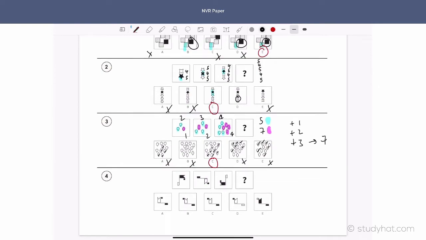Question 4. We've got some rotation going on here. Can we see this shape is rotating 90 degrees clockwise each time? So if you follow the flag part, it goes here, then here, then here. So it's going to be here. So we can get rid of the ones that do not have, they all have that there. Okay. Then what's happening to its colour? It's going from black to white, black. So we're expecting it to go back to white. So we can get rid of this one.